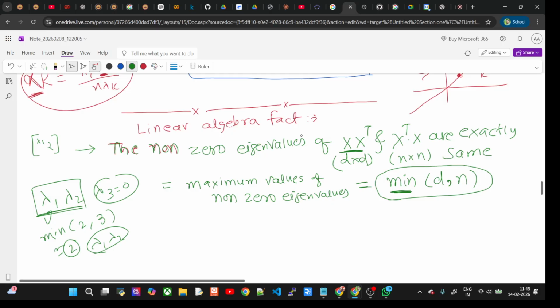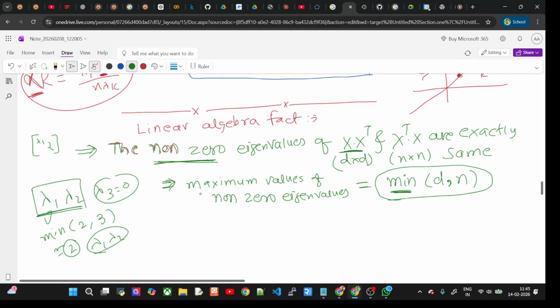This is the linear algebra fact, and these are the two facts, because you may get questions asking whether the non-zero eigenvalues of X into X transpose and X transpose X are the same or different, or multiple-choice questions where you have to choose which two or three options are correct. So always remember the non-zero word: it is the non-zero eigenvalues only, not all eigenvalues, of X into X transpose and X transpose X that are the same.